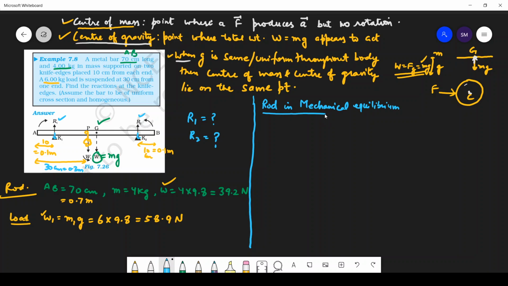So the state of the rod is not changed, it is at rest and remaining at rest. So it means the net force acting on it is 0, it is in mechanical equilibrium. So mechanical equilibrium means the net forces applied on it is 0.